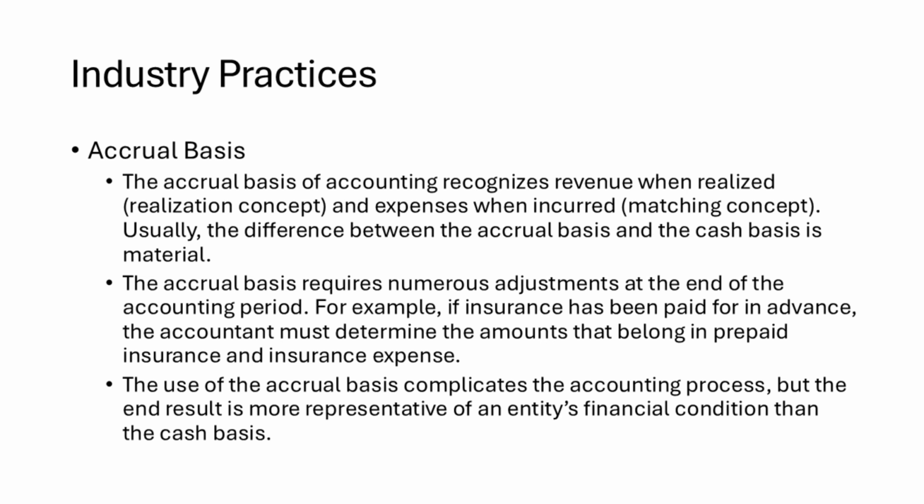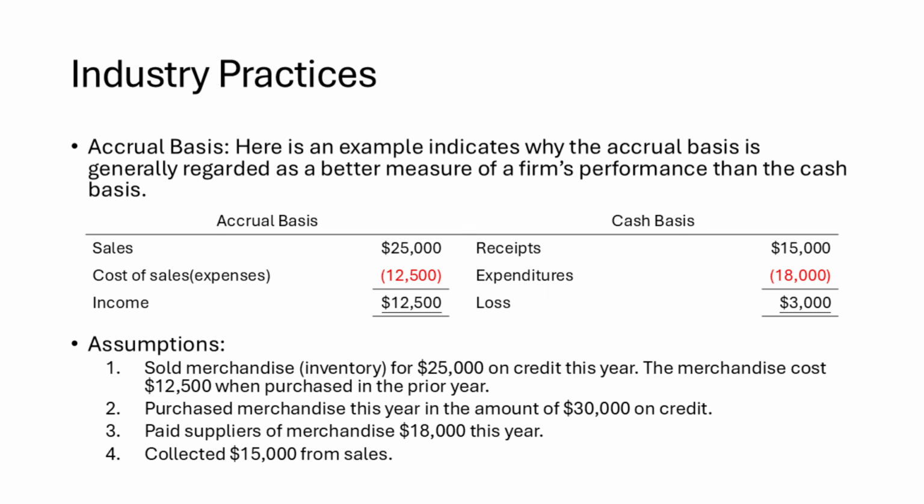Here is an example to indicate why the accrual basis is generally regarded as a better measure of the firm's performance than the cash basis. Assumptions: 1. Sold merchandise inventory for $25,000 on credit this year. The merchandise cost $12,500 when purchased in the prior year.